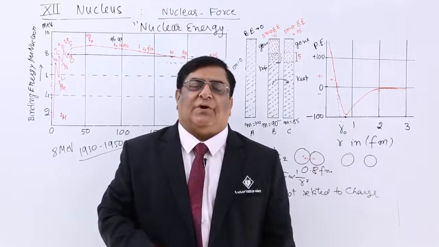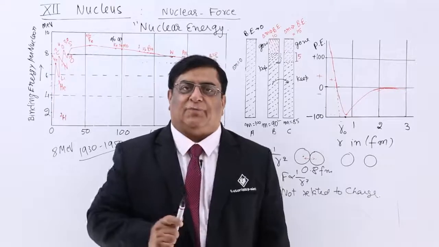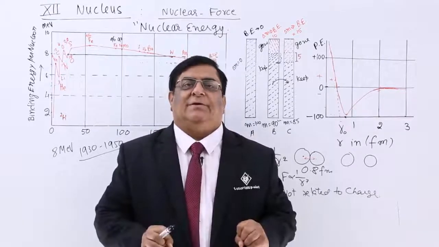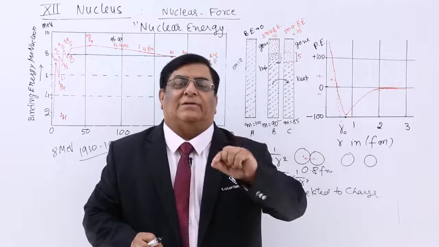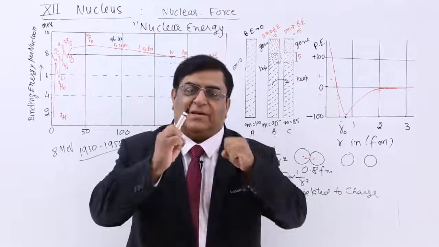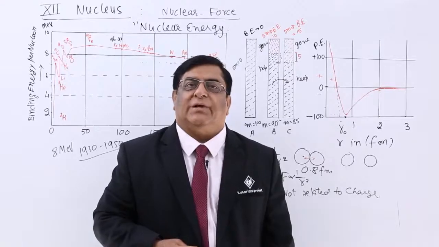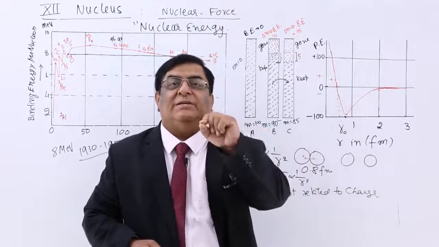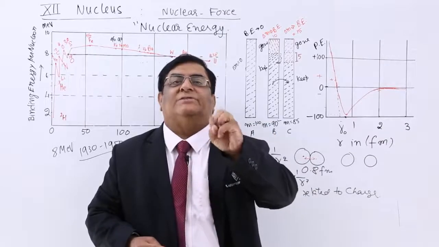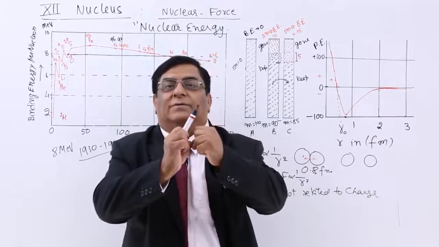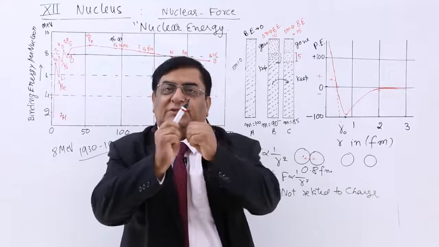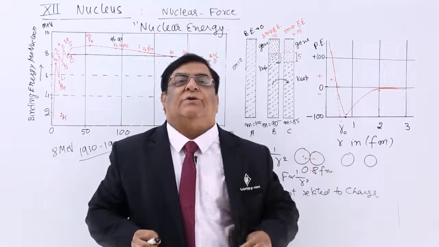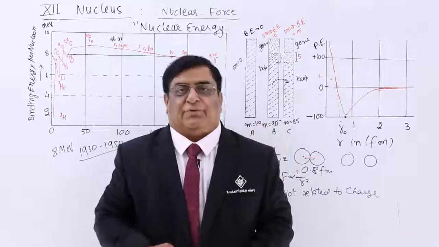We have studied so far that gravitational force is one type of force in which masses are required. The other one is electric charge force, electrostatic force, in which charges are required. In the nucleus, what happens? It is within the nucleus and the particles have to be nucleons. And this force is so large that Coulomb's force and gravitational force both are negligible before it.